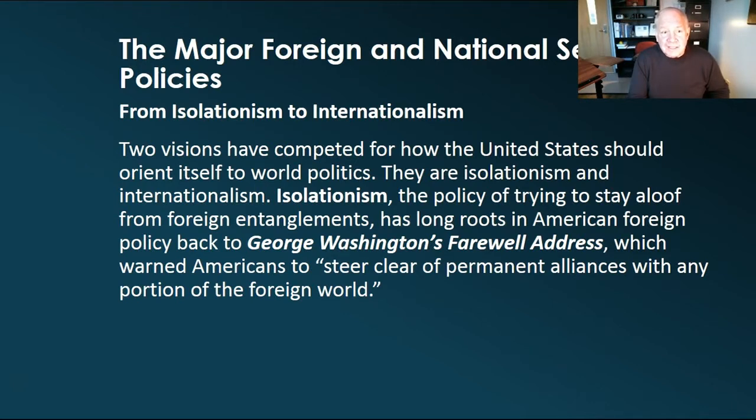Isolationism, the policy of trying to stay aloof from foreign entanglements, has long roots in American foreign policy, back to George Washington's farewell address, which warned Americans to steer clear of permanent alliances with any portion of the foreign world.